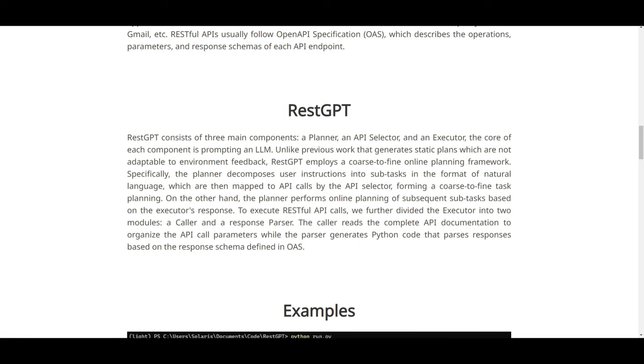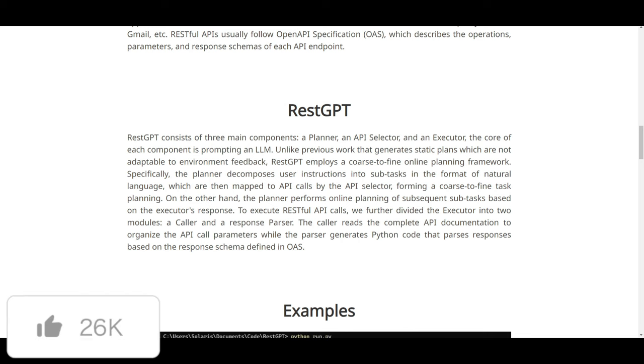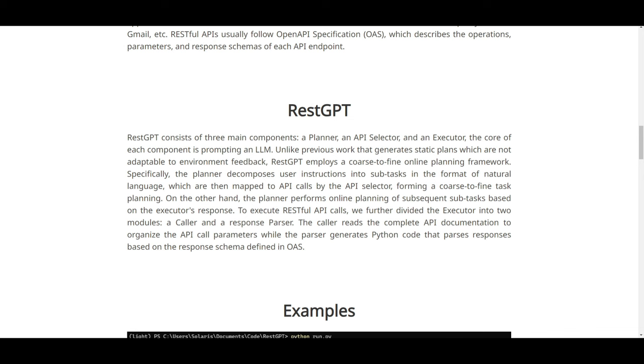We can see from these different types of agents that we have the planner, which breaks down the user instructions into smaller natural language subtasks. You have the API selector, which plays a really important role in mapping the subtasks created by the planner in case it needs to use different types of API calls.